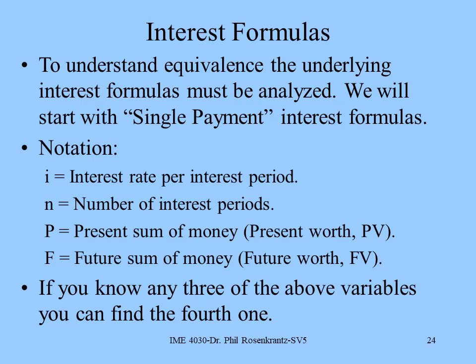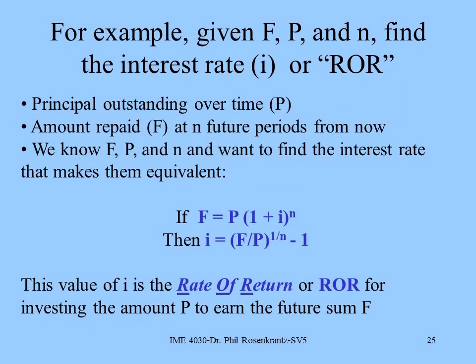If you know any three of those four variables, then you can find the other one. For example, let's say that we're given a future value, what something is going to be worth after n time periods, and we have present value, what our investment was, and then n, the number of periods involved. We can find out what interest rate makes those two cash flows equivalent, and we often call that interest rate the rate of return, or ROR.